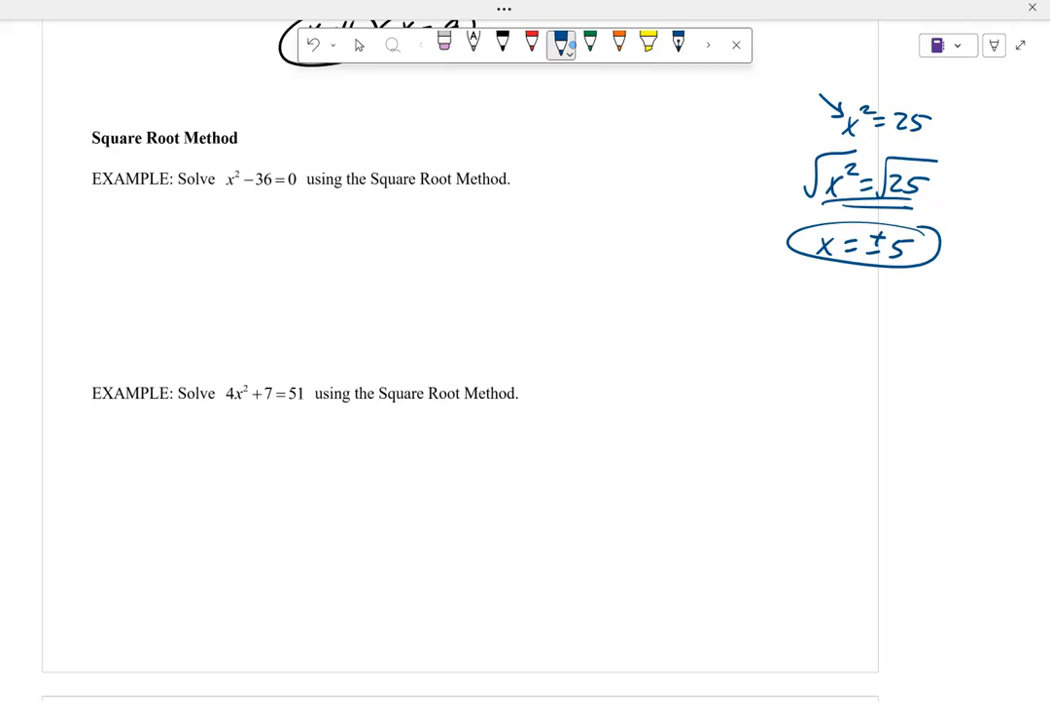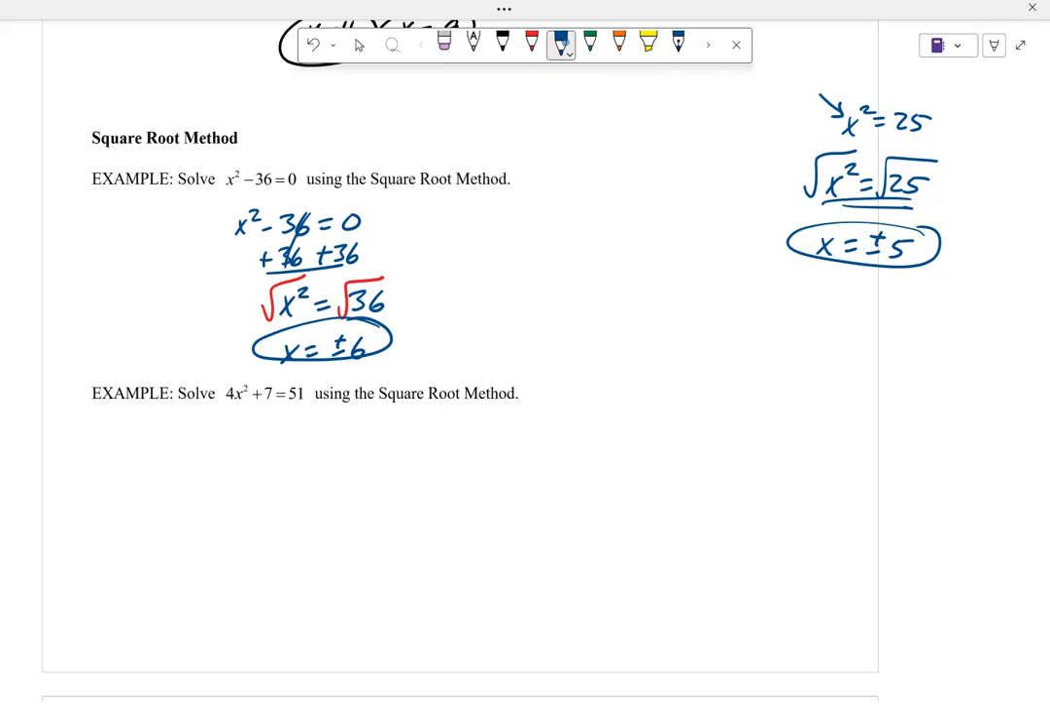So let's do that using the square root method. We got x squared minus 36 equals 0. I've got that perfect square. X squared is a perfect square. Let me add 36 to both sides. Now I've got the perfect square equaling the 36 over there. I'm going to square root both sides. Don't forget plus or minus on that. So 6 and negative 6 would satisfy that. That's how we're using the square root method.